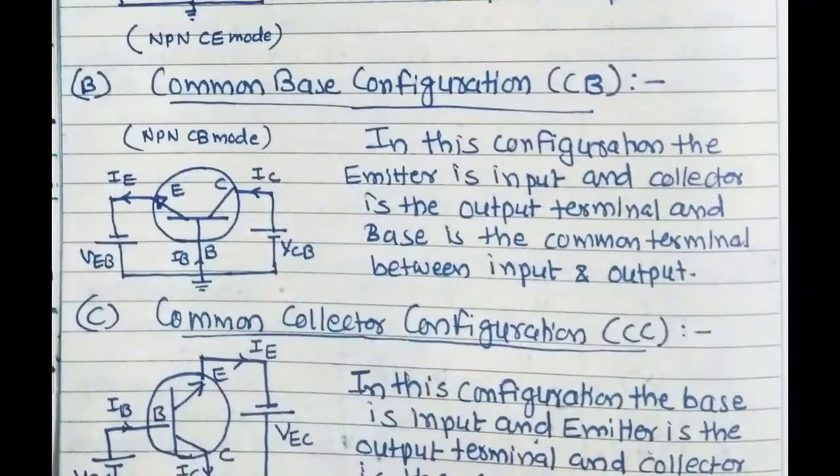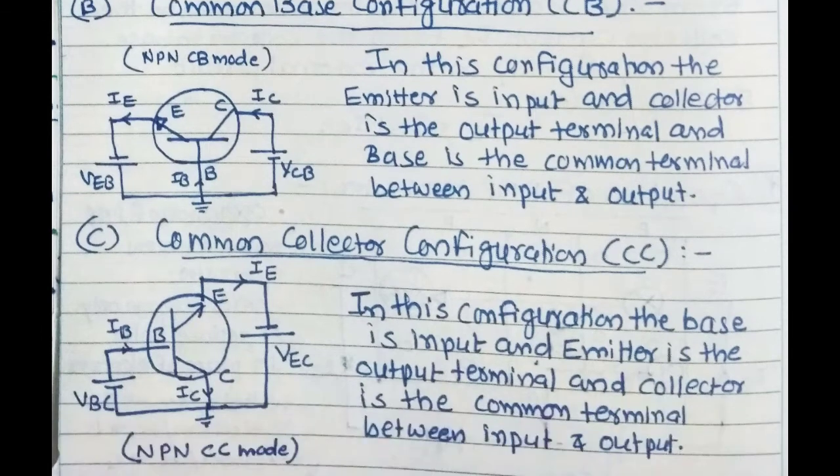Now the second way, the NPN common base mode. In this configuration, the emitter is the input and the collector is the output, but the base is the common terminal between the input and output. That's why it's called the common base configuration.